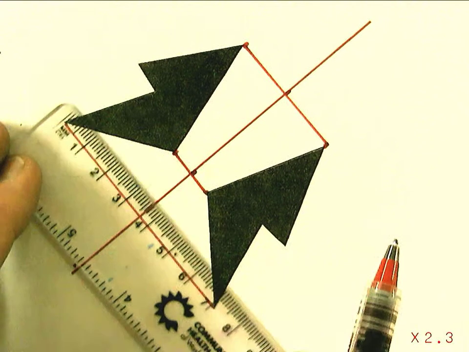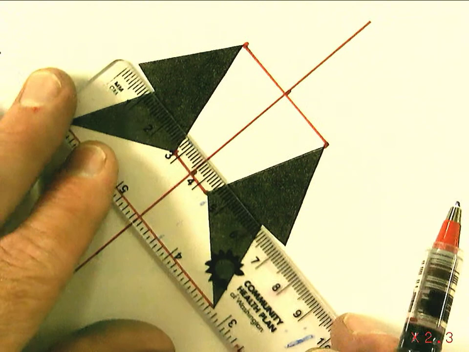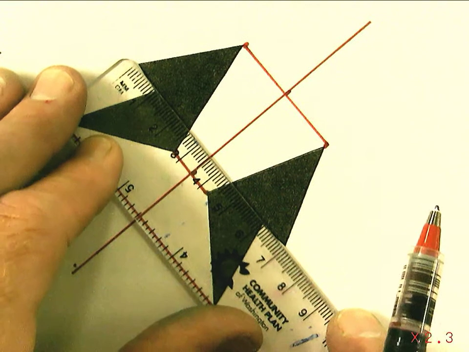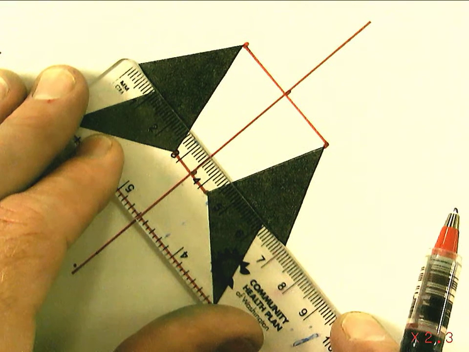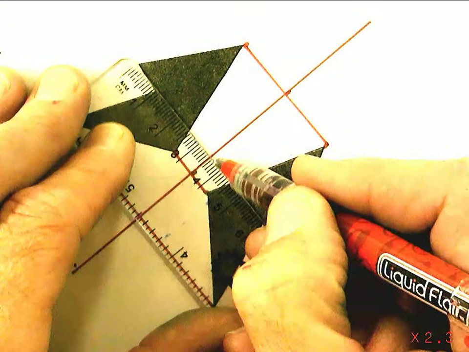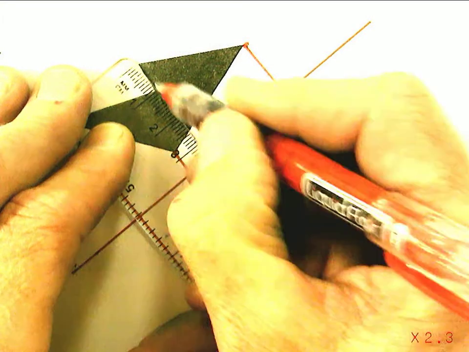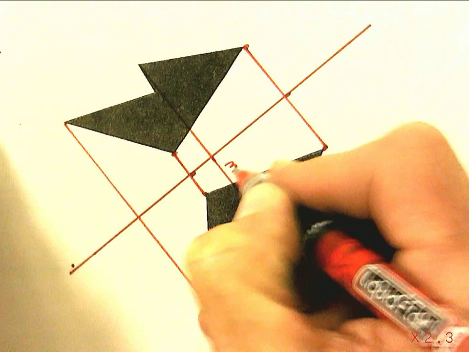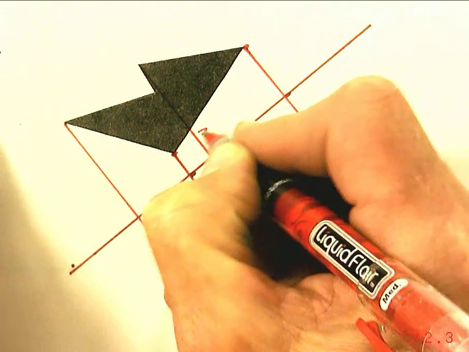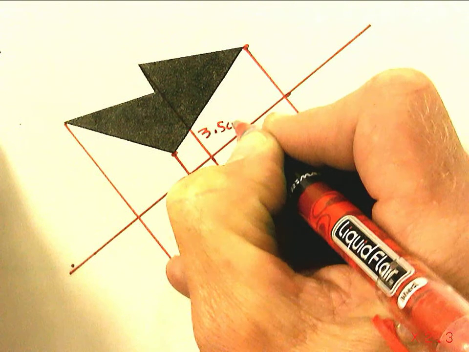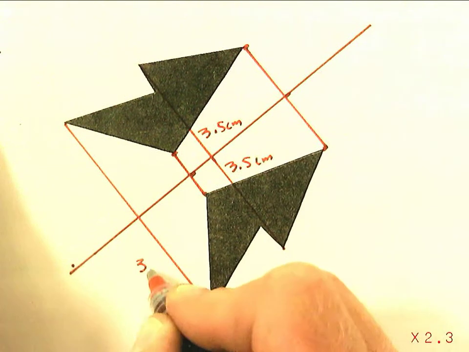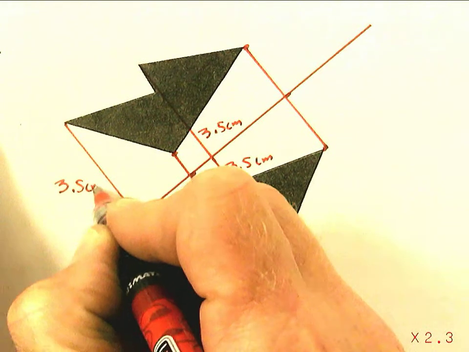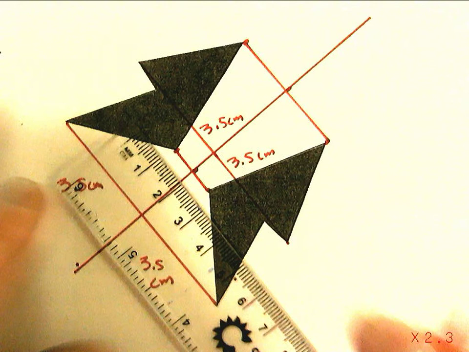So that one worked. I could check this one last point if I really want to be certain, because all of them should be halfway. That looks like that one's the same, 7 centimeters apart, 3.5 in the middle. So when I connect those points, if this is 3.5 centimeters, so is this, and so is this one, and this one.